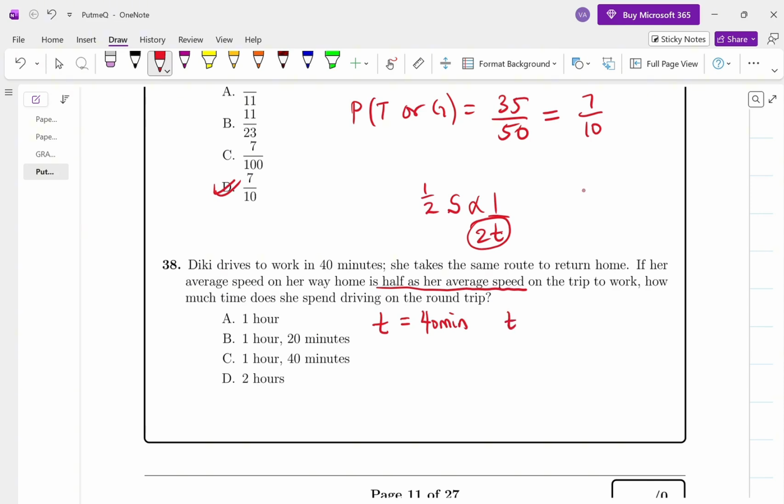So the time to get home will become 80 minutes. So the sum of the time here is 120 minutes. And to convert this to hours, we divide by 60. So this will then give us 2 hours. So that is the answer to the question, 2 hours. Okay, next one.